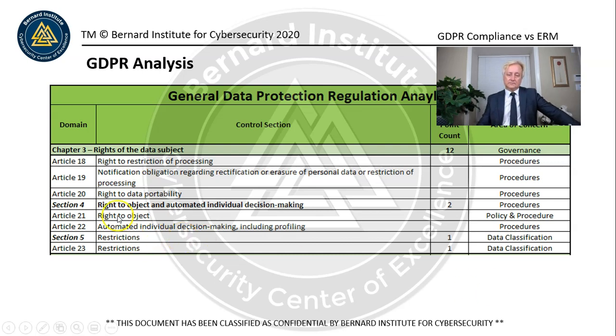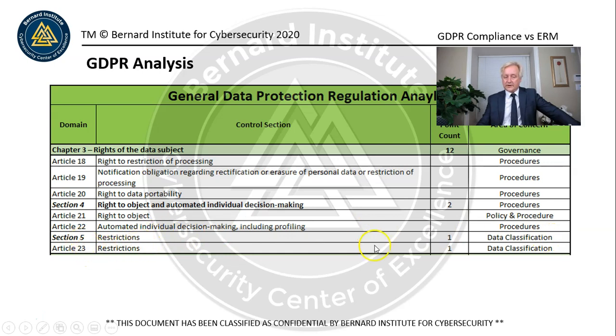Right to object and automated individual decision making. So we need to have some procedures around this. Right to object, there needs to be a policy on that. So we need the executives, policies come from the executives. They need to make a decision on how the right to object will be conducted. And then there needs to be a procedure behind that to make sure that it gets done. Automated individual decision making, including profiling. So we need to have some procedures around that. We may also have a policy on that. Restrictions are all about data classification.